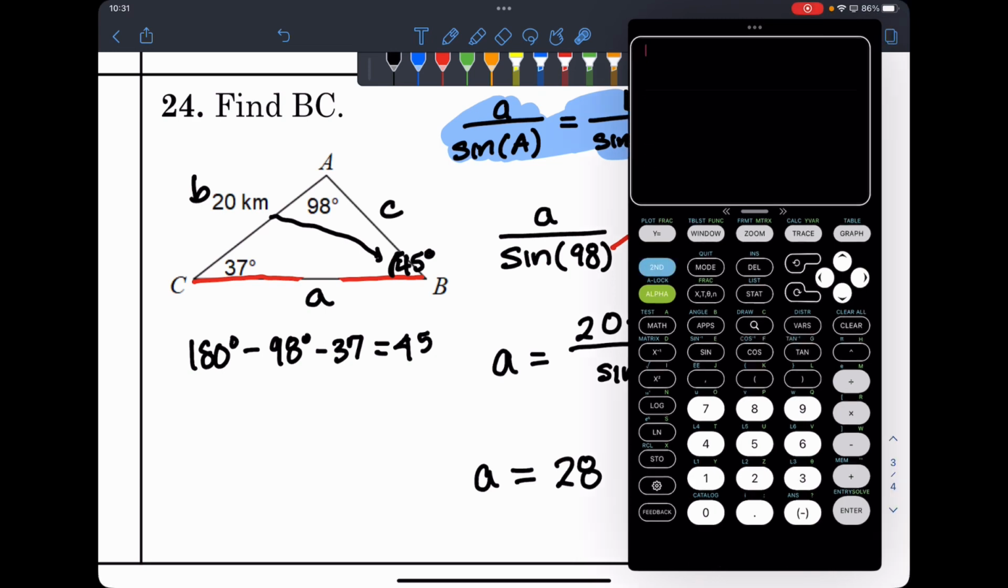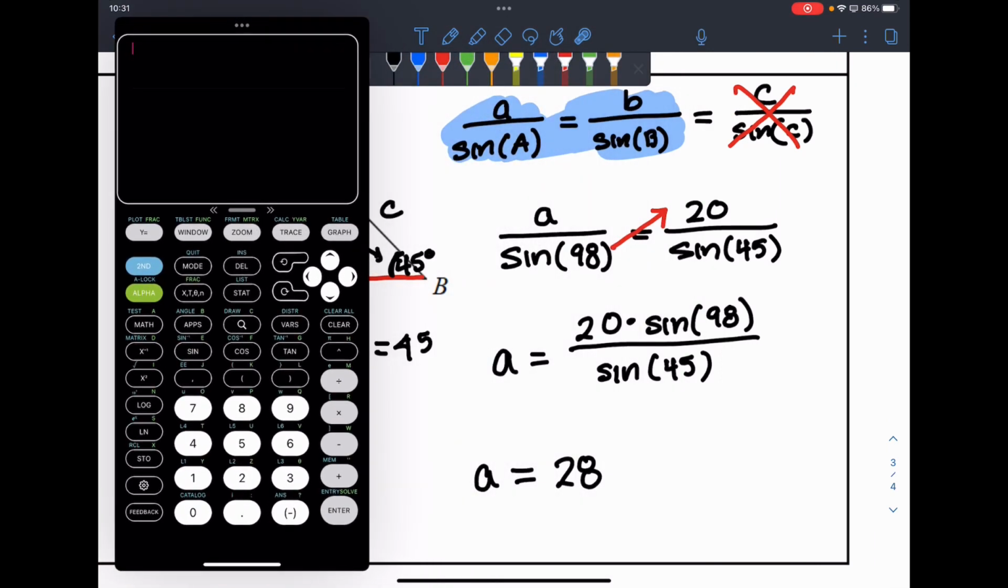And like I said, when I cross multiply, multiply 20 times the sine of 98, and divide that answer by the sine of 45, that equals 28.001, but we're just going to estimate it to the first decimal point, so 28.0.